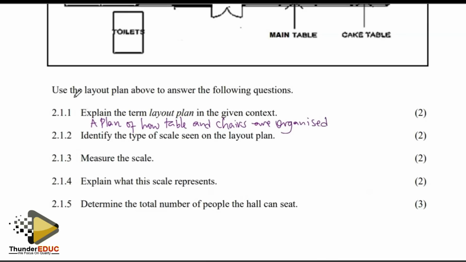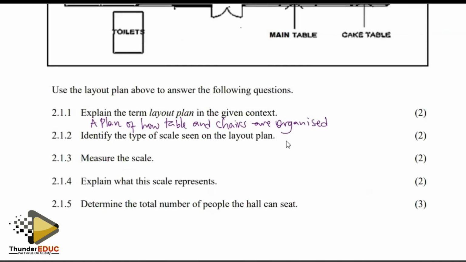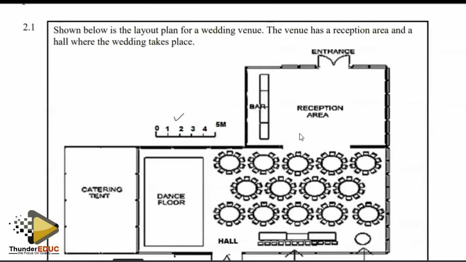Identify the type of scale. When you look at this diagram here, this is the scale that we have. So you would have said it's either a line scale, or it qualifies to be a linear scale. Measure the scale. Now, what they want you to do is put your ruler here up to there. You tell us what you have got.